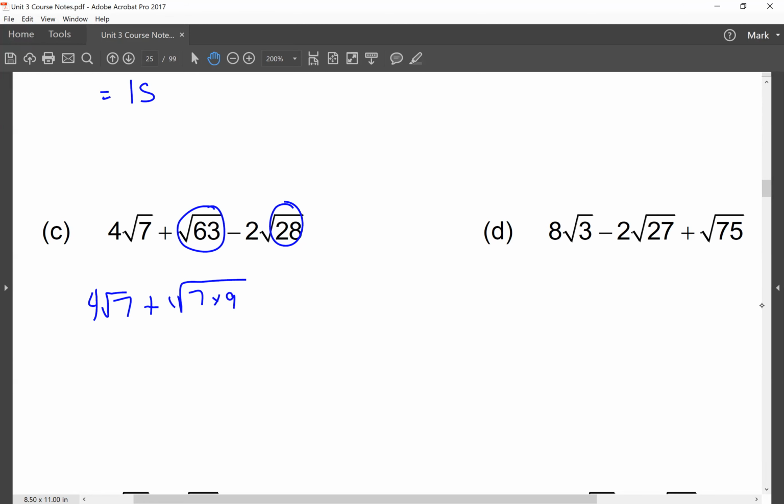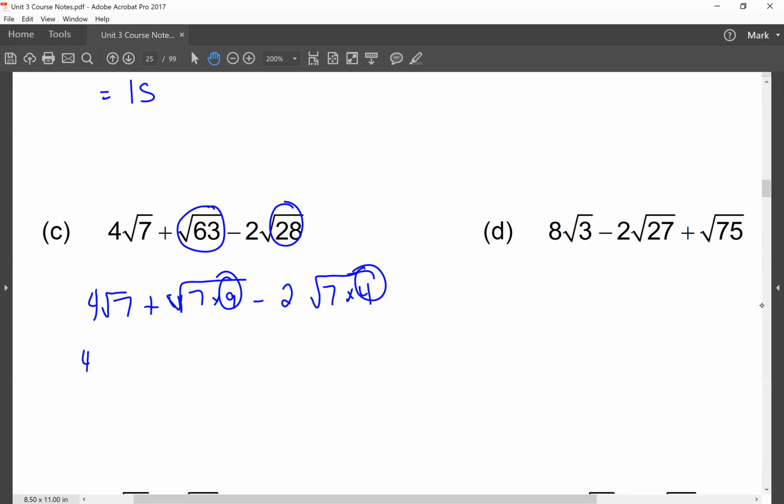Okay. And what about 28? Okay, well, the negative 2 stays. 28, well, 28 will be 7 times 4. Okay, so this square root of 9 and square root of 4 I can remove.